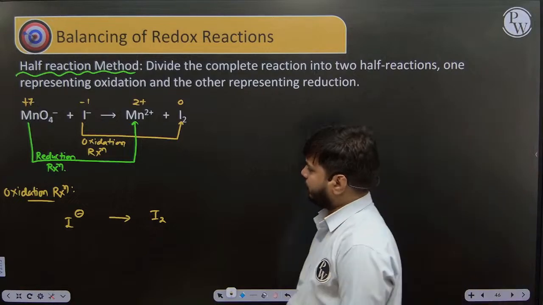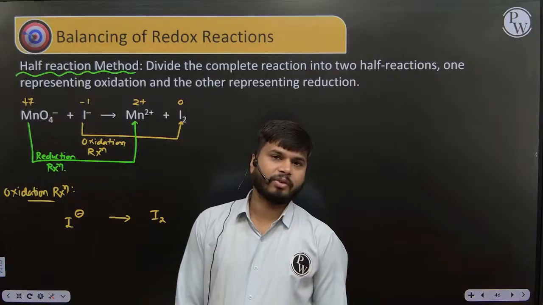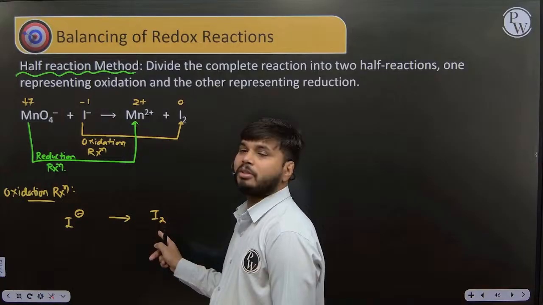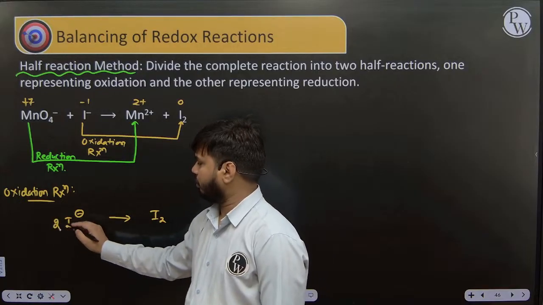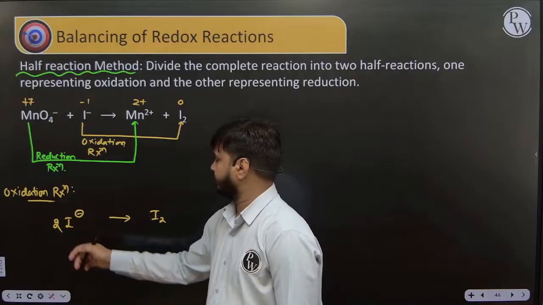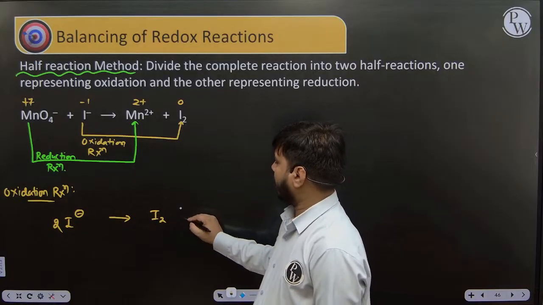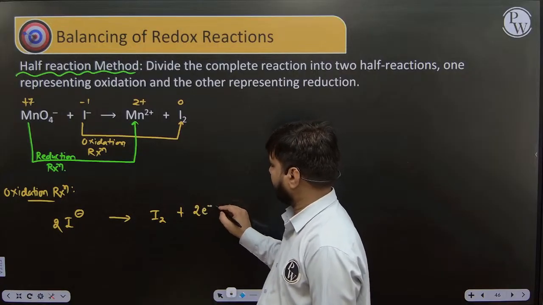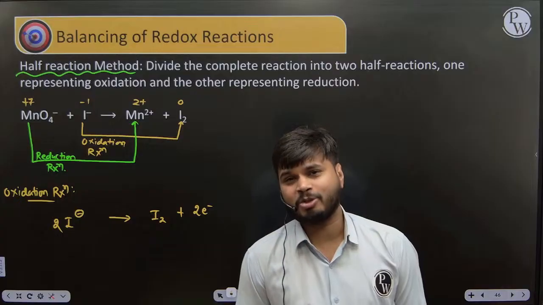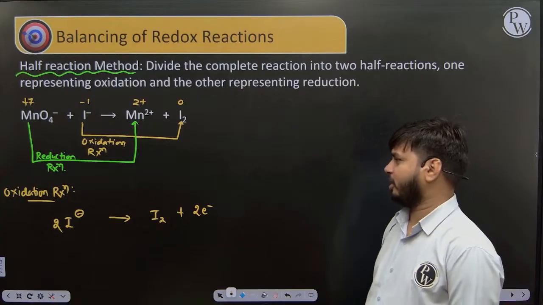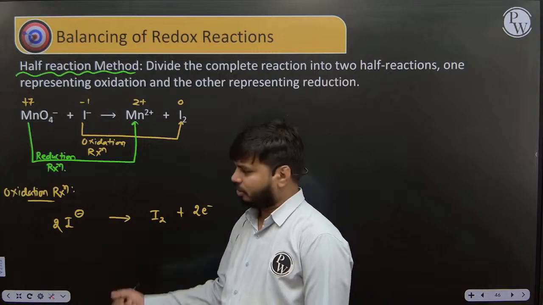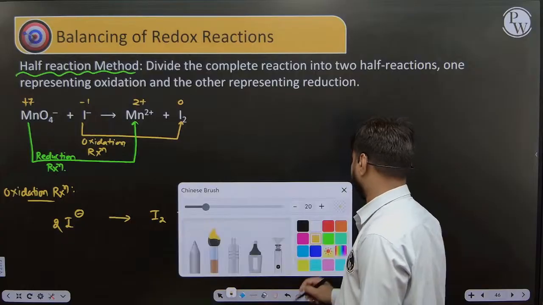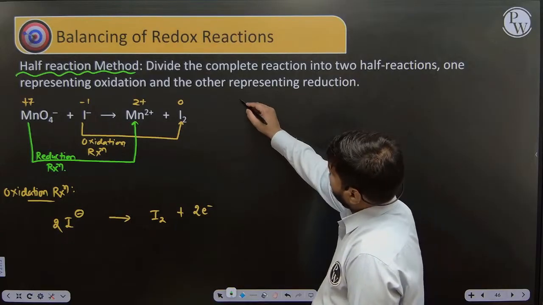Here we have the iodine, so let's balance this equation. How many iodine atoms do you see here? 2. So this side also we should have 2 iodine atoms. So 2I minus here, I2 there. Now charge is balanced by electron. Here we don't have oxygen and hydrogen, so there's no need to balance them.